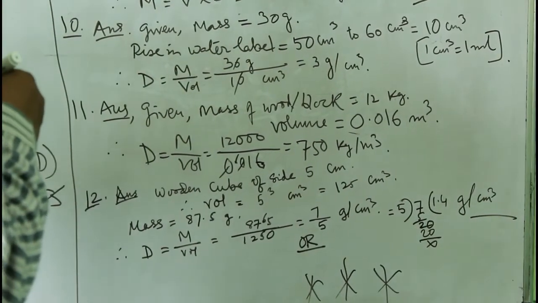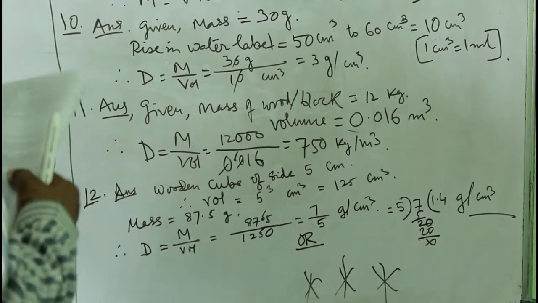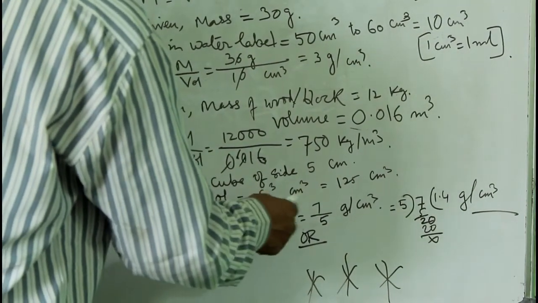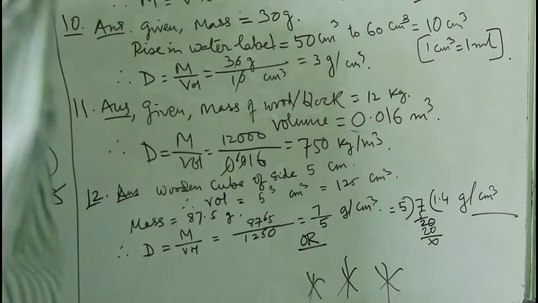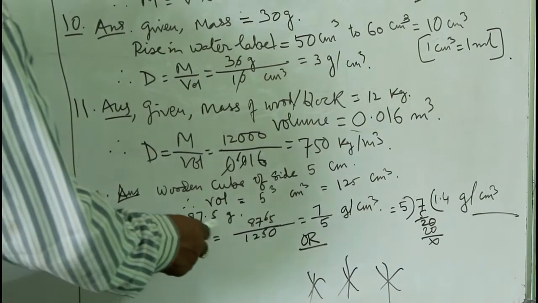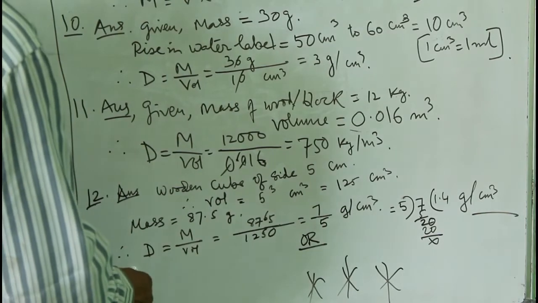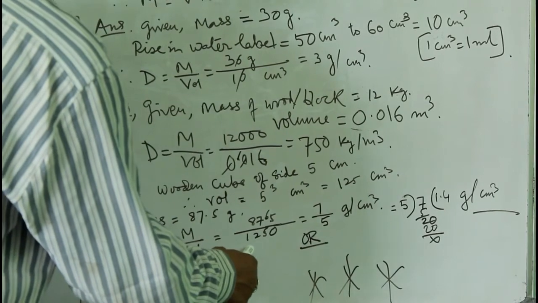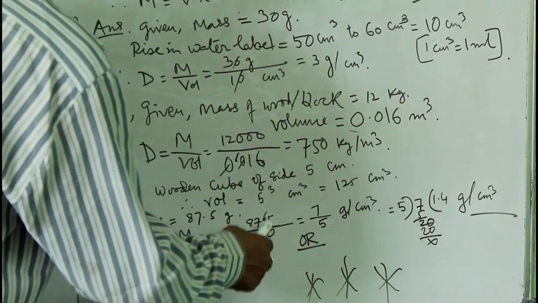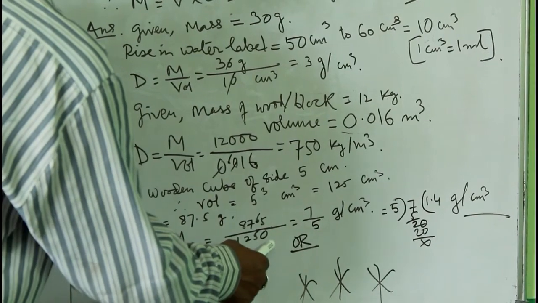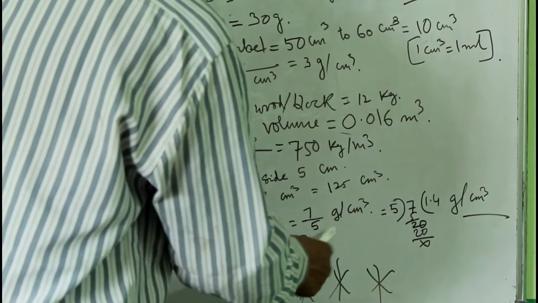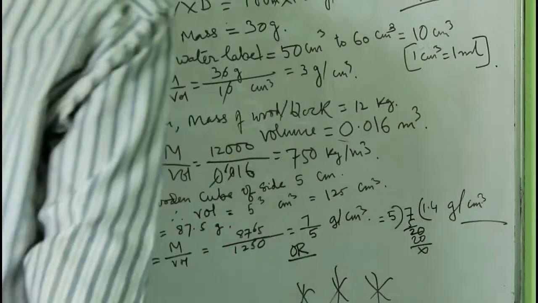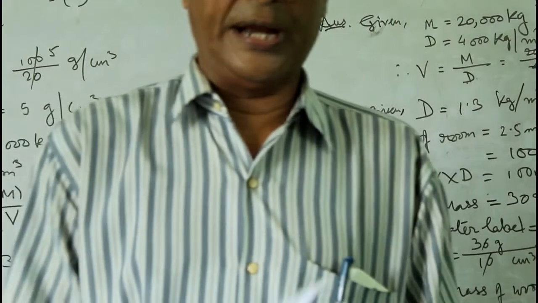Well, the next question is a wooden cube of size 5 centimeter. The volume of the wooden cube will be 5 cube, that is 125 centimeter cube. Now mass given is 87.5 gram. So what is the density? Density equals mass by volume equals 87.5 by 125. The point dissolves, so you get 875 by 1250. Dividing, you get 0.7 gram per centimeter cube. So this is how you solve the numericals.